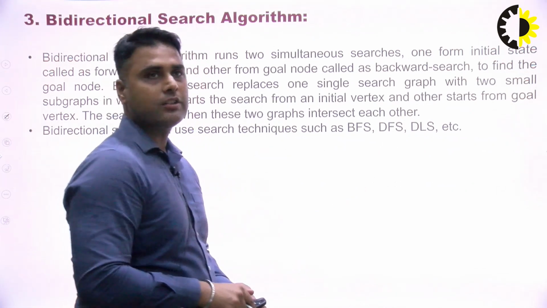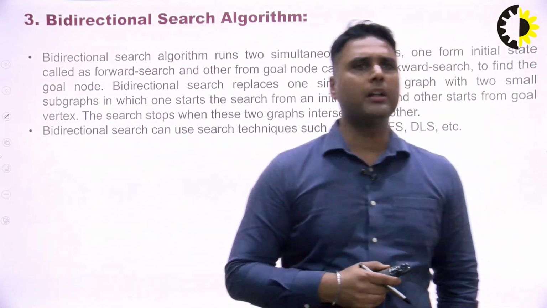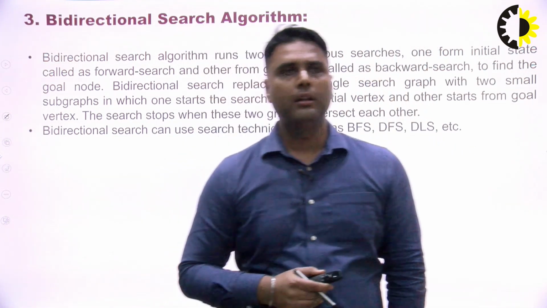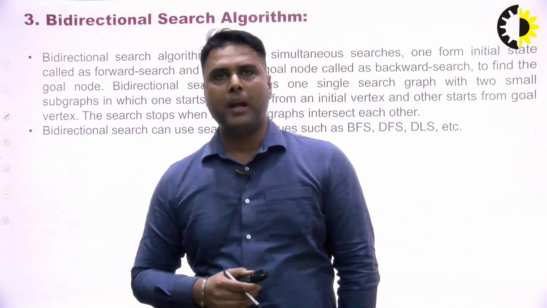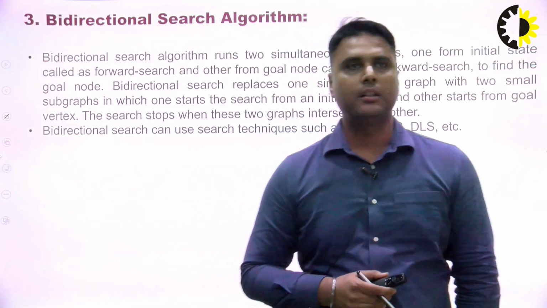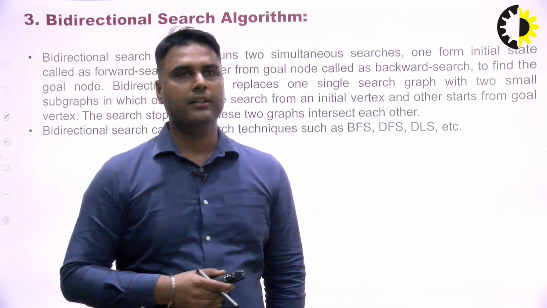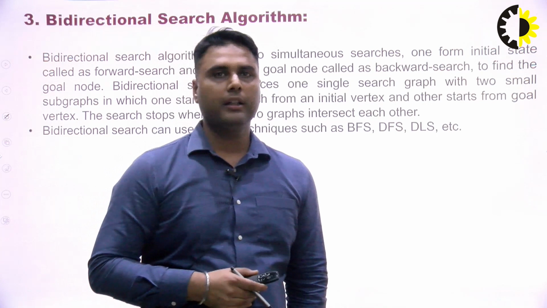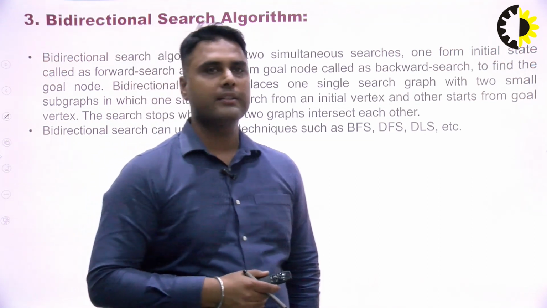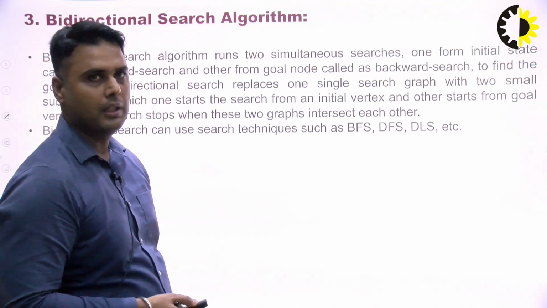Next is the bidirectional search algorithm. Bidirectional search algorithms run two simultaneous searches, one from the initial state called forward search and the other from the goal node called backward search, to find the goal node. Bidirectional search replaces one single search graph with two small subgraphs, in which one starts the search from the initial vertex and the other starts from the goal vertex. The search stops when these two graphs intersect each other. Bidirectional search can use search techniques such as BFS, DFS and DLS.